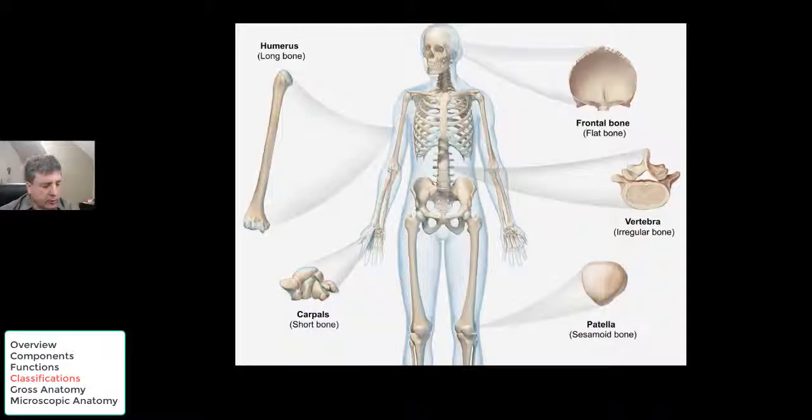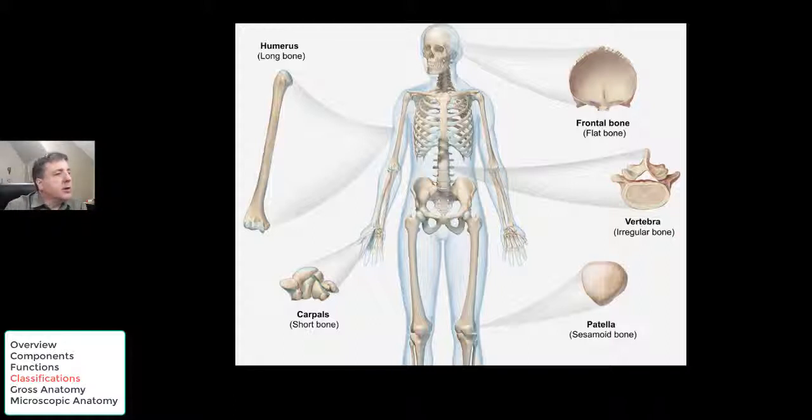Okay, so let's look at the different classifications of bones. There are four primary classes of bones, although depending on your textbook, some will give you five different classes of it, and I'll point out what those differences are. So let's look at the classes, and then once we go through those, we'll look at some more of the specifics about each different type of bone.